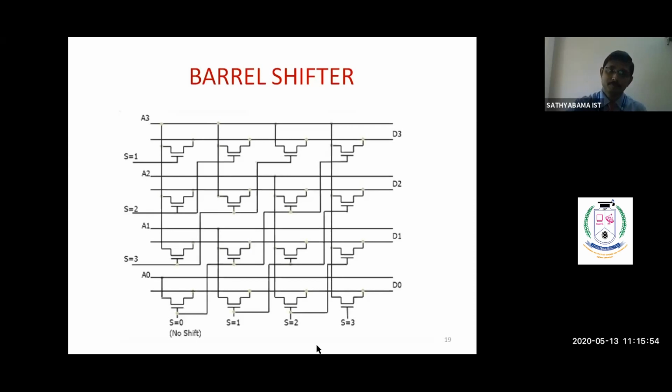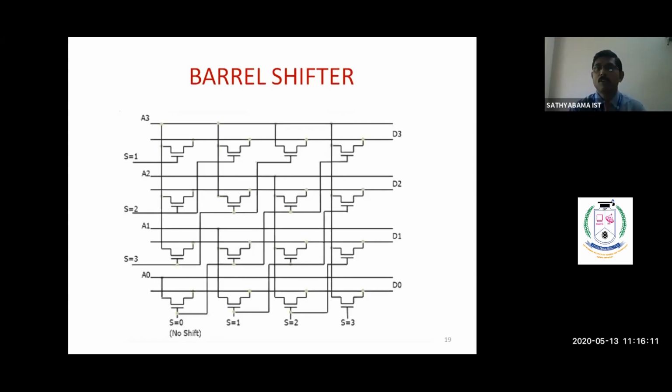The control signal is passing through the diagonal direction. So this is shift 0, this is shift 1, this is shift 2, and this is shift 3. Like this, the control signals are connected to the diagonal transistors. Okay, so this is nothing but a barrel shifter.